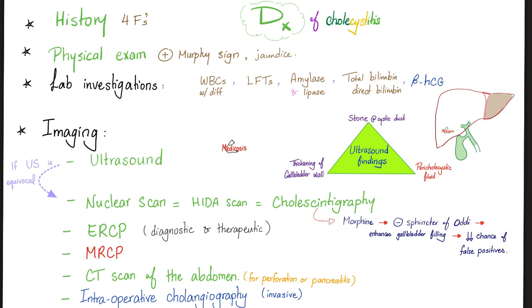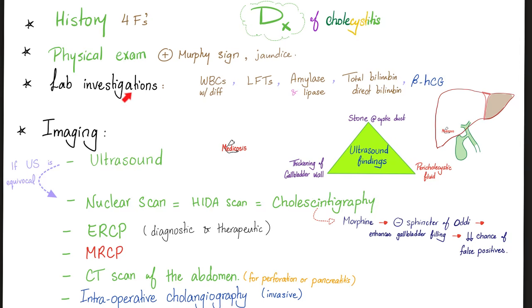After the labs, what do we do? Imaging. Who's the goat of imaging? Ultrasound, if you're talking about cholecystitis. Cholecystitis, ultrasound. Don't forget this. What should I see on ultrasound in cases of cholecystitis? A beautiful triad. You will see the stone in the cystic duct, okay? Thickening of the gallbladder wall, all right? Pericholecystic fluid around the gallbladder because of the inflammation.